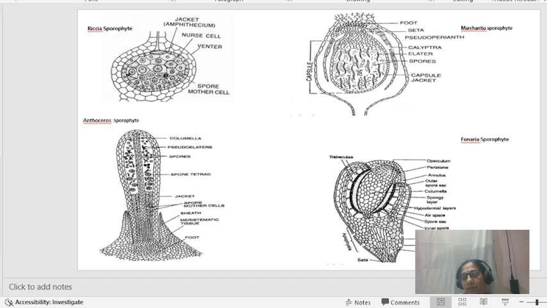Further modifications: the foot, seta and capsule have a little bit of independent life. They have a trichoblast-like structure, the peristome teeth, and the operculum, and the spores are highly reduced and present in the sporangial walls. Centrally there is the sterile columella. So, from Riccia up to Funaria, according to the Antithetic Theory, progressive sterilization takes place, and according to the homologous theory, from Funaria to Riccia, there is a retrogression of the sterile structures and further fertility develops.